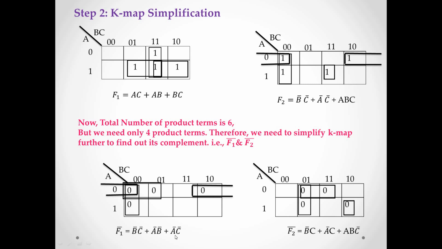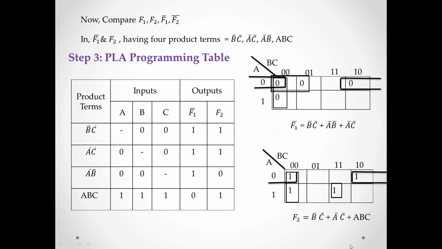Similarly, A bar C bar also appears 2 times, so we can neglect the duplicate term. So finally, there are 4 product terms in F1 bar and F2: B bar C bar plus A bar B bar plus A bar C bar and ABC. These are the 4 product terms.